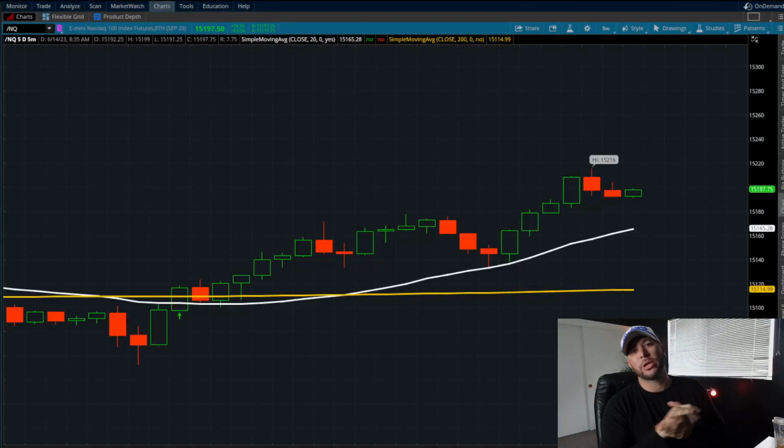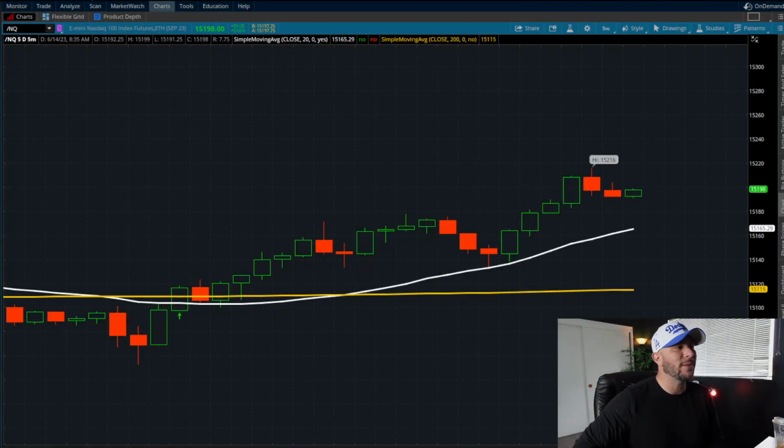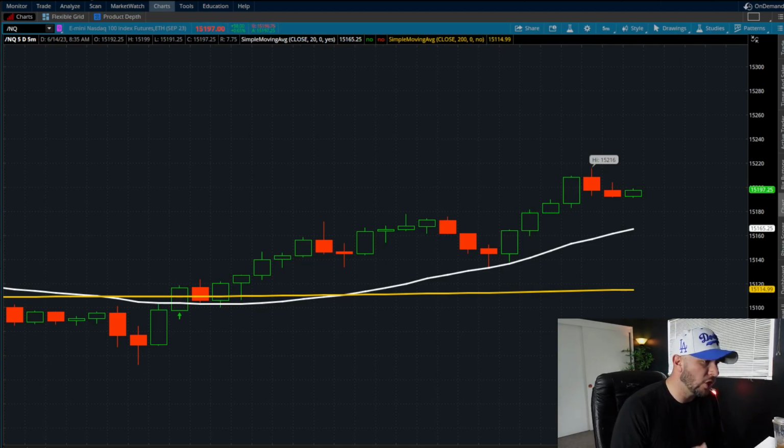What's going on, guys? We're going to do another training video using the 5-minute time frame, using the 20 SMA along with the 200 SMA, and just kind of looking at overall price action.